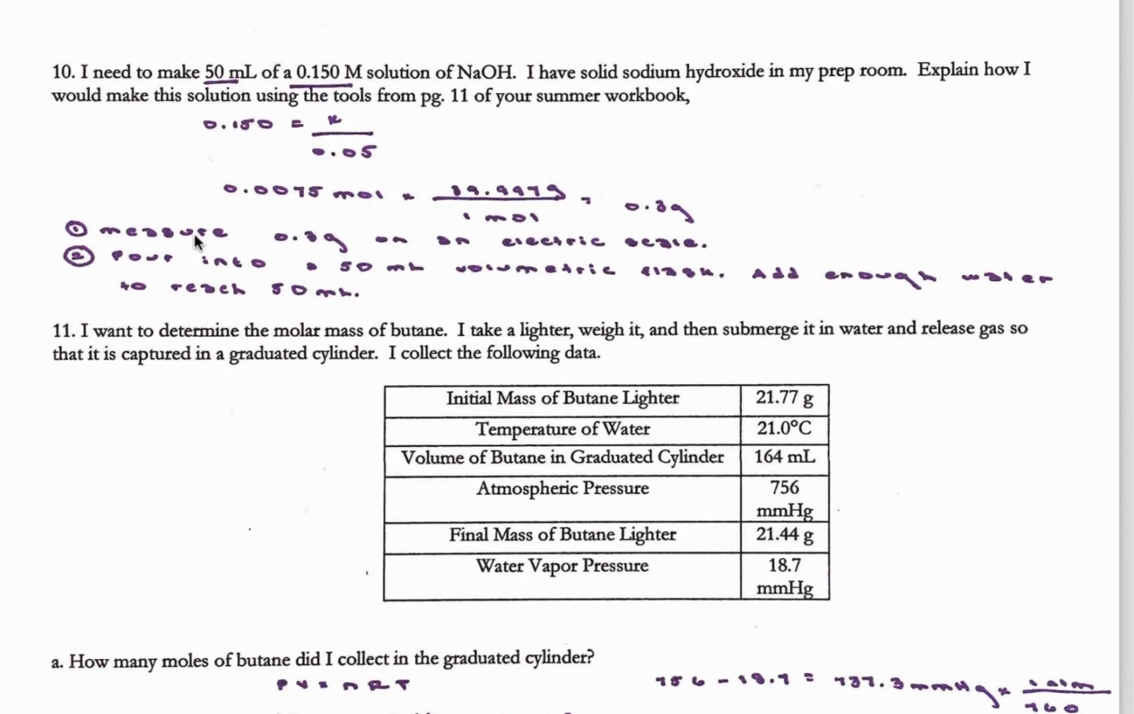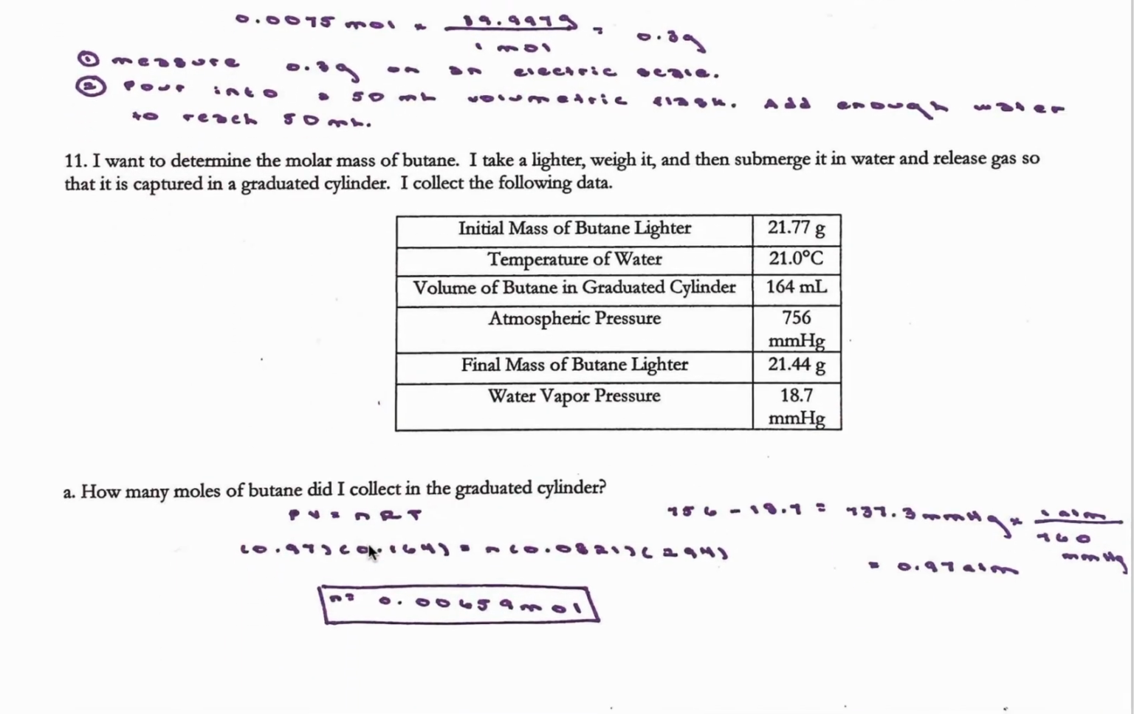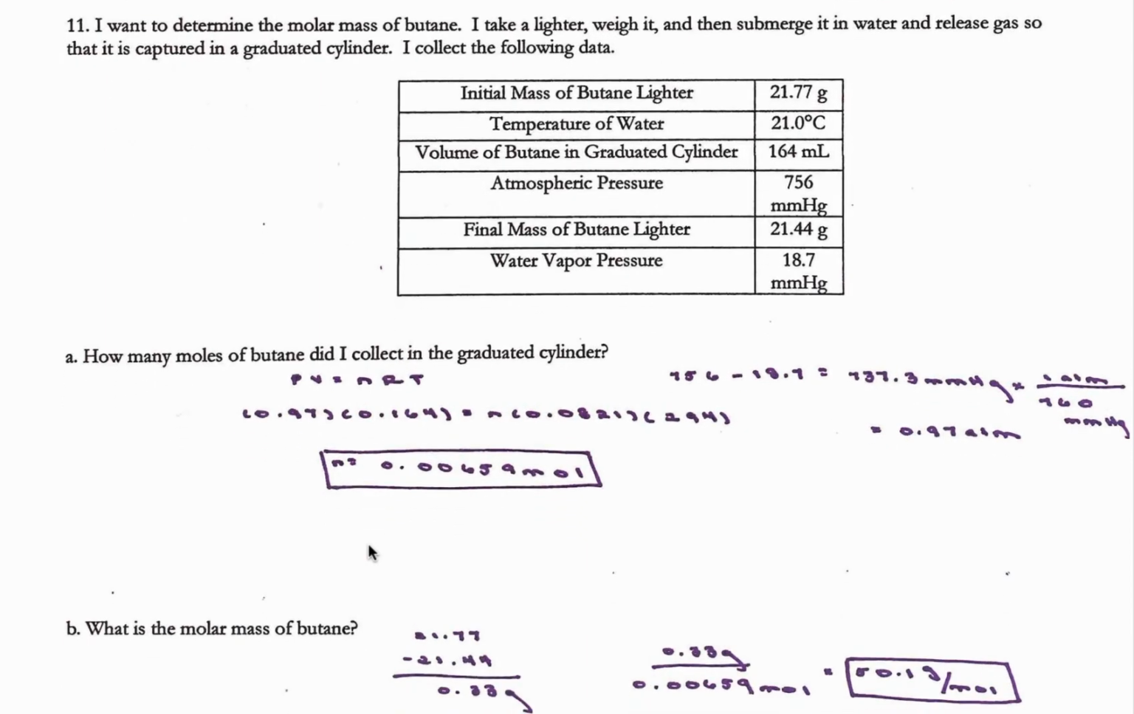But what you need to do is you need to measure out 0.3 grams on an electric scale because it's a solid. And then I'm going to add it to a 50 ml volumetric flask because that's my most accurate tool for measuring exactly 50 mils. And then you'll add enough water to get a final volume of 50 mils. Okay. For number 11, this is a lab that we will do this year, but you guys already did practice problems with collecting a gas over water.